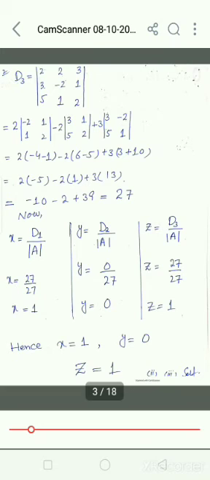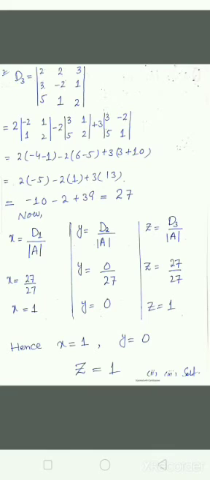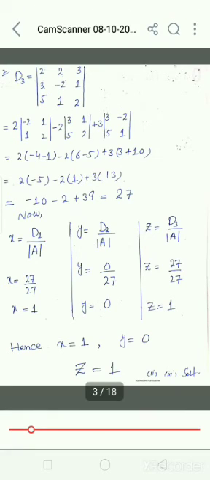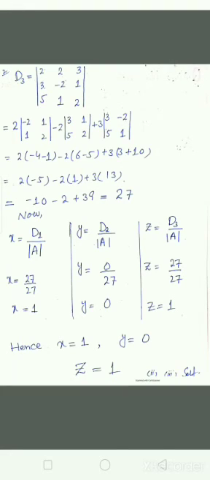So putting the values in these equations, we will get x is equal to 27, which was D1, over 27, which was equal to the A determinant. So 27 over 27 gives x equal to 1. The second value is y is equal to 0 over 27, since D2 was 0 and the A determinant was 27. So we will get y equal to 0. And the third value, z is equal to 27 over 27, that is z is equal to 1. So these are the three variables which we have to find in this system of linear equations.